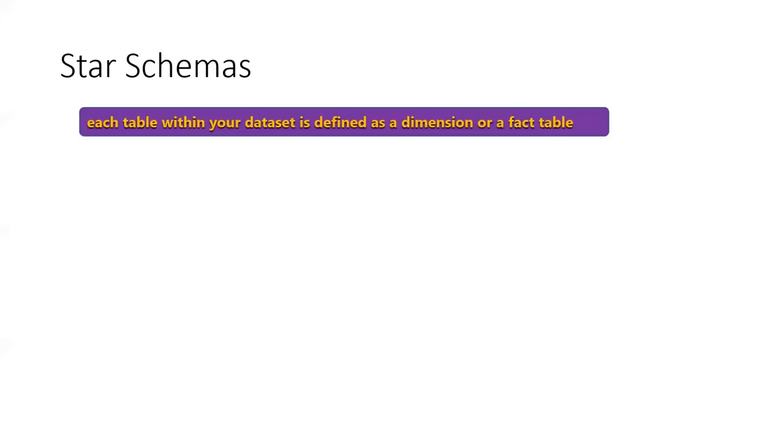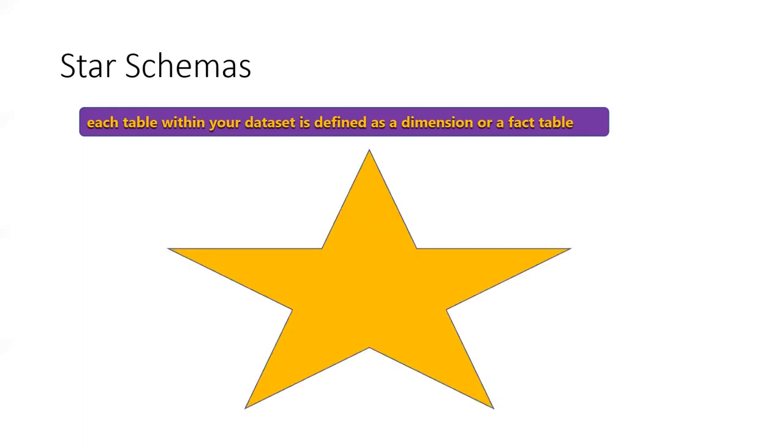So what is a star schema? In a star schema, each table within your data set is defined as a dimension table or a fact table. So there are two things, the dimension table and the fact table. Dimension tables hold data which references the fact table, or transactional data. Transactional data will have daily transactional values like price and amount, and those are stored in the fact table. Other fields like name, address, pin code, or street address are stored in the dimension table.